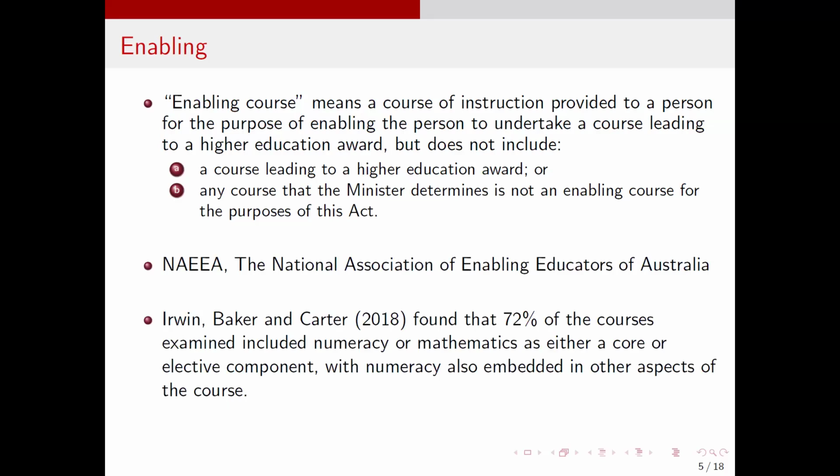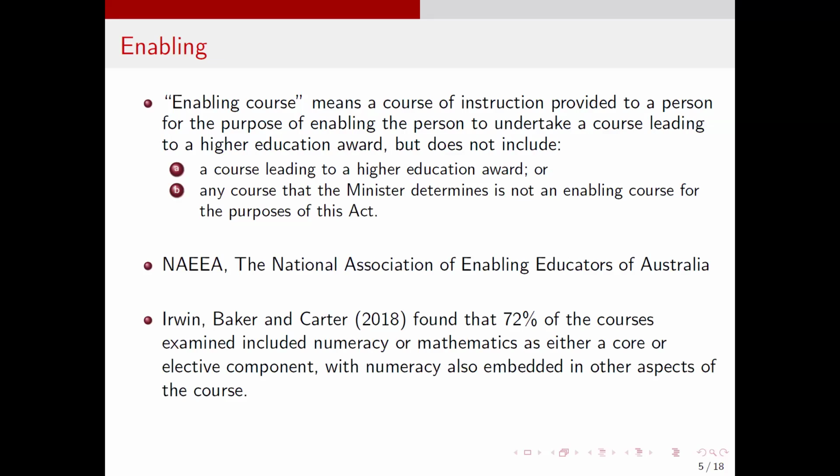The NAEA, the National Association of Enabling Educators, has put out some reports and some interesting stuff. There is some literature out there, and people have written papers, for example, Irwin, Baker and Carter, who looked at what I consider to be the most relevant part for what we're looking at, which is the maths content of enabling courses.